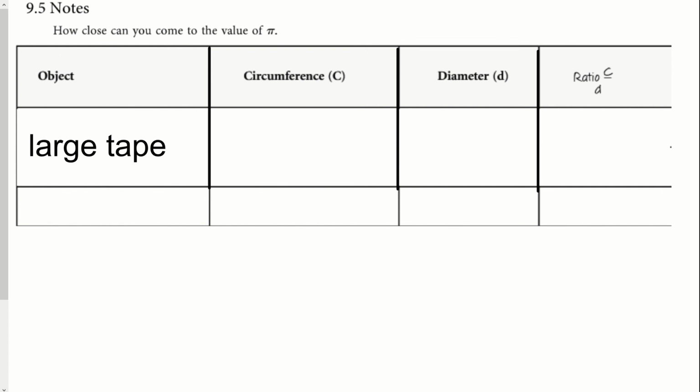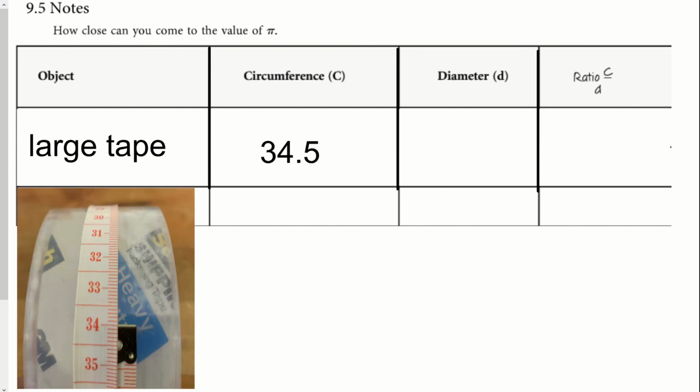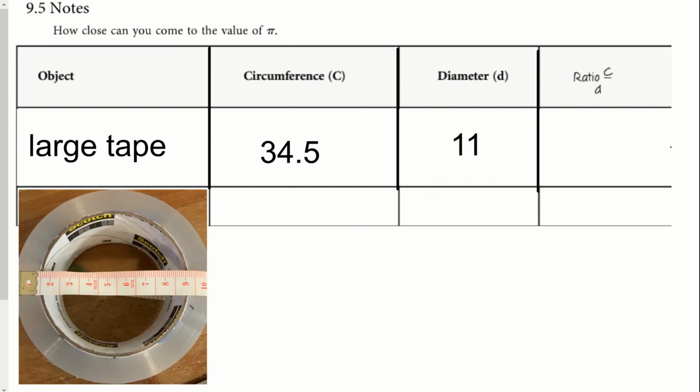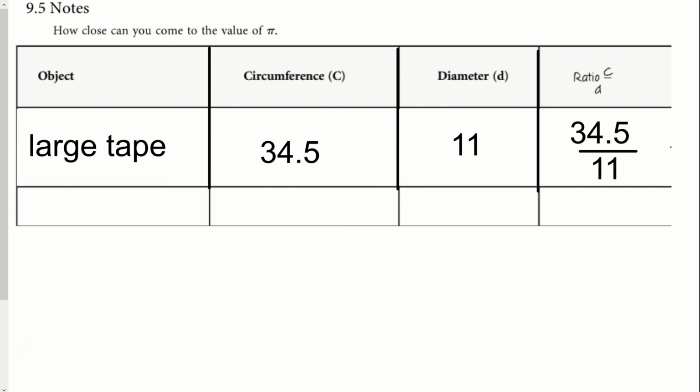Here's the large tape. Let's go ahead and figure out its circumference, the number of units. It looks to be about 34.5 units. And again, the units don't matter. They end up going away once we divide units by units. The next part is the diameter. The diameter goes all the way over to 11. So the diameter is 11. Let's go ahead and set up our ratio: 34.5 divided by 11.